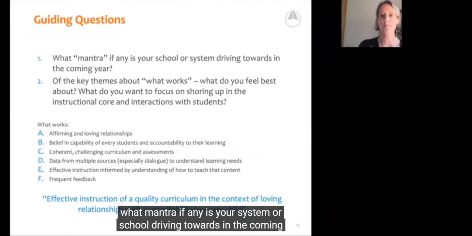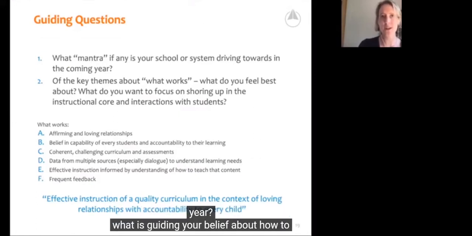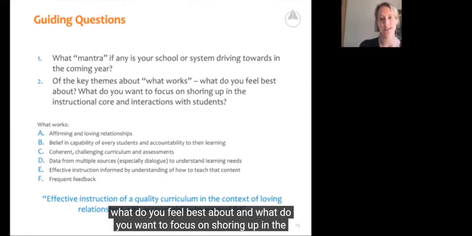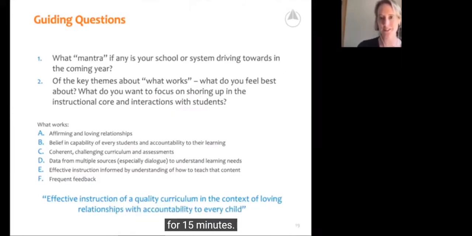One, what mantra, if any, is your system or school driving towards in the coming year? What is guiding your belief about how to organize instruction? And of the key themes that we shared about what works, what do you feel best about? And what do you want to focus on shoring up in the instructional core and interactions with students? We'll go ahead into discussion for 15 minutes.